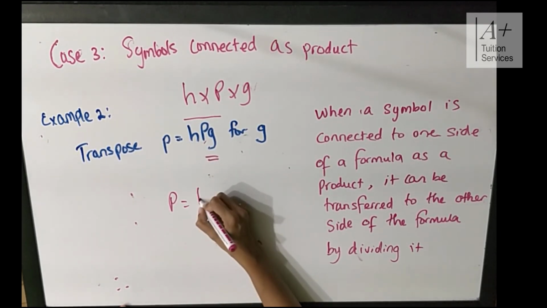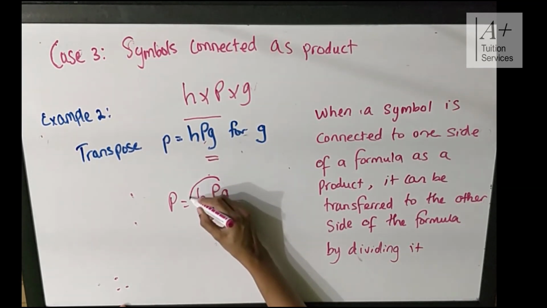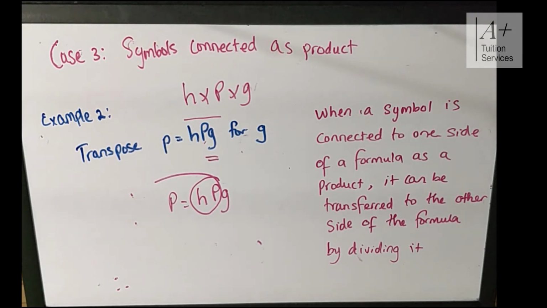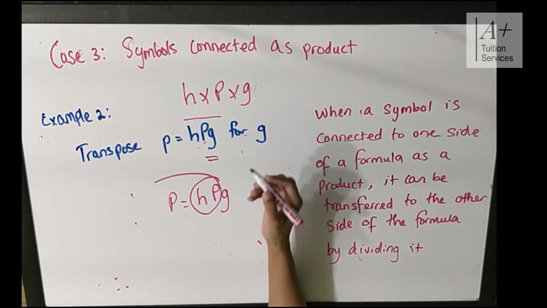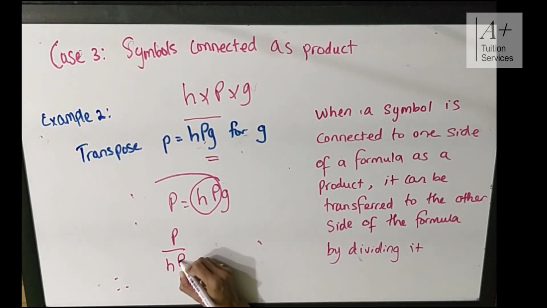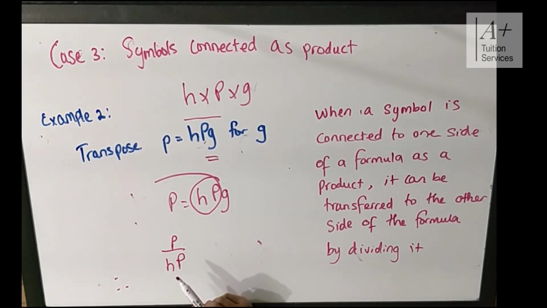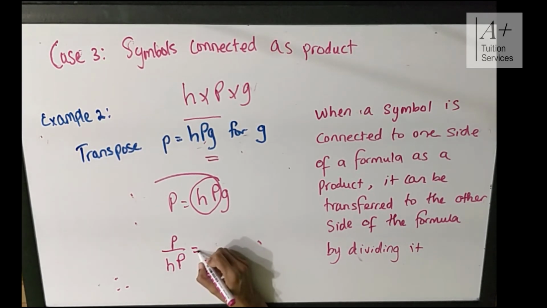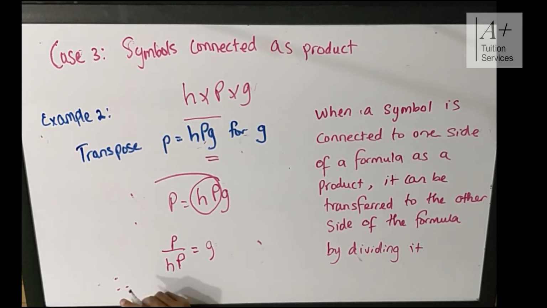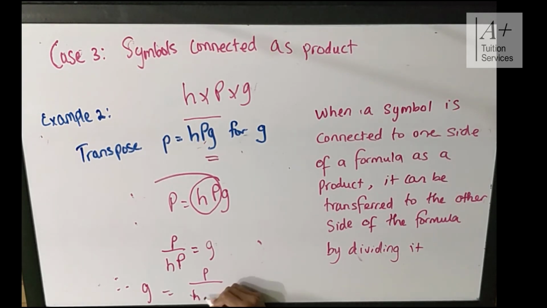So P is equal to H capital P G. We need to move this across here and this will be divide, because all these letters multiply each other. So it will be common P over H capital P. P is equal to H capital P G, so therefore G is equal to common P divided by H capital P, right? So G as the subject of the formula is equal to P divided by H capital P, as we see here.